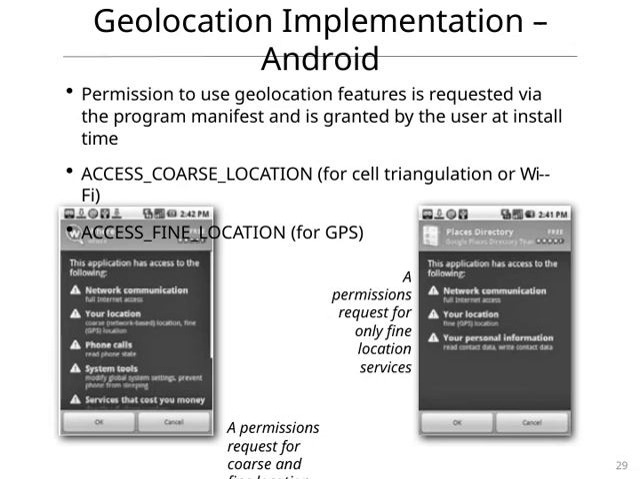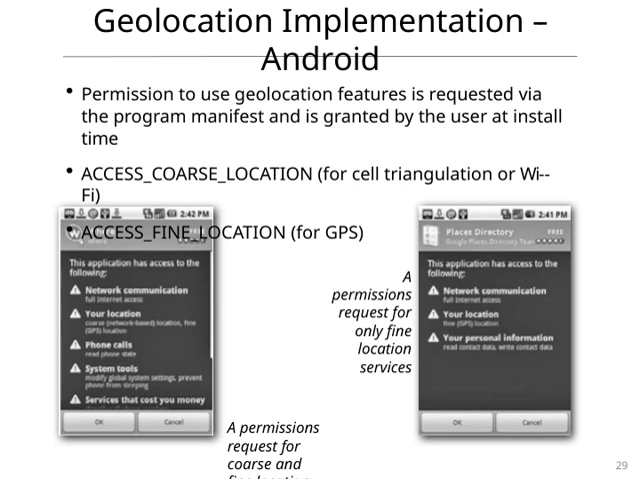Now, let's talk about how geolocation implementation works on Android. Permission to use geolocation features is requested through the program manifest, and importantly, this permission is granted by the user at the time of installation. When it comes to the specific permissions, there are 2 main types. First, we have access coarse location, which is used for less precise location data like cell tower triangulation or Wi-Fi positioning. Then there's access fine location, which provides more accurate data, typically via GPS.